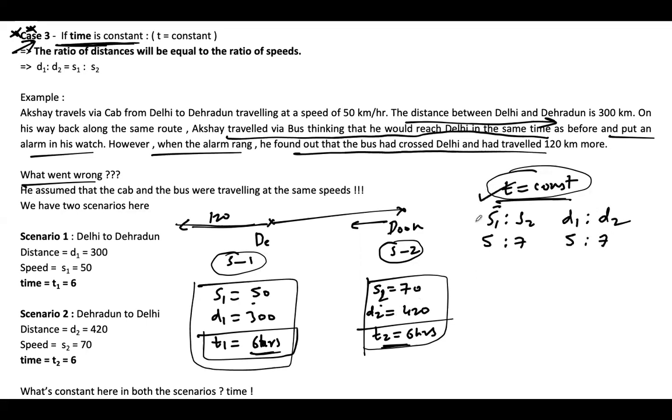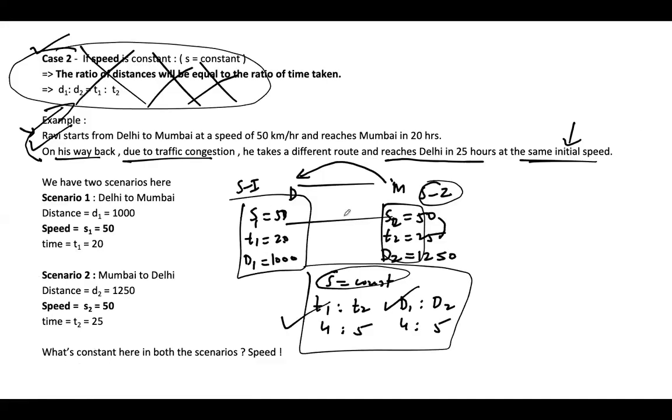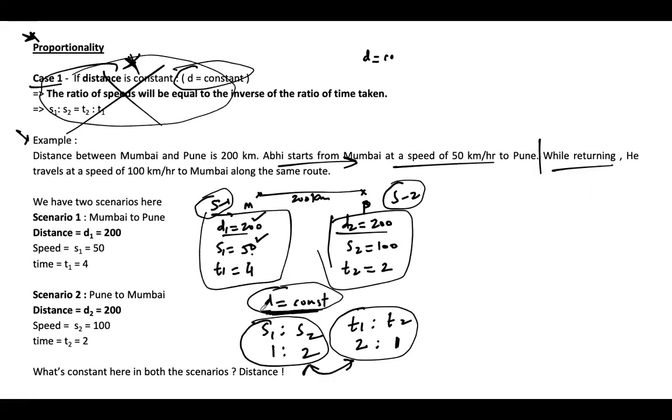Time is constant, so the ratio of the rest of the variables will be the same. Speed is constant, the ratio of the rest of the variables will be the same. When distance is constant, the rest of the variables will have an inverse relation. If the speed is in the ratio 1 is to 2, time is going to be in the ratio 2 is to 1. It flips.